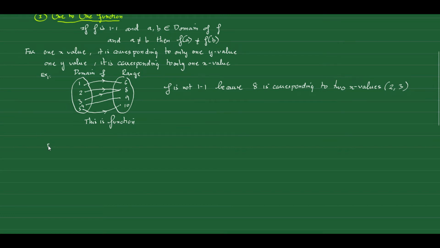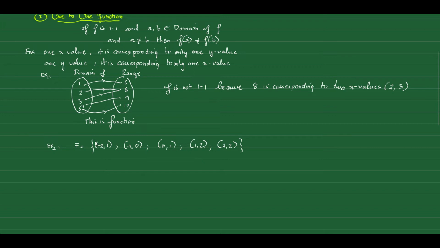This is the second method of representing a function. I have a relation f. It's a collection of points: (-2, 1), (-1, 0), (0, 1), (1, 2), and (2, 2). So I have a collection of 5 points right here.